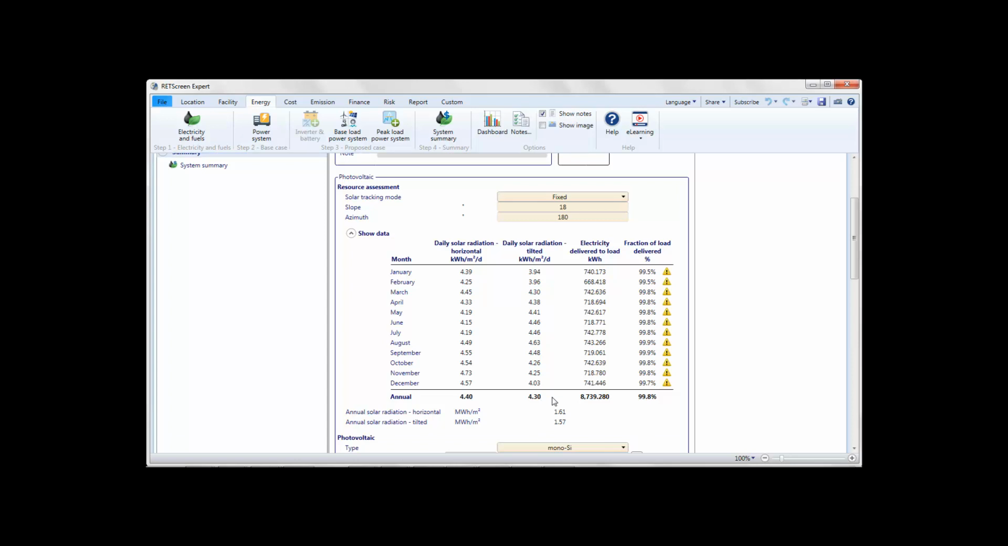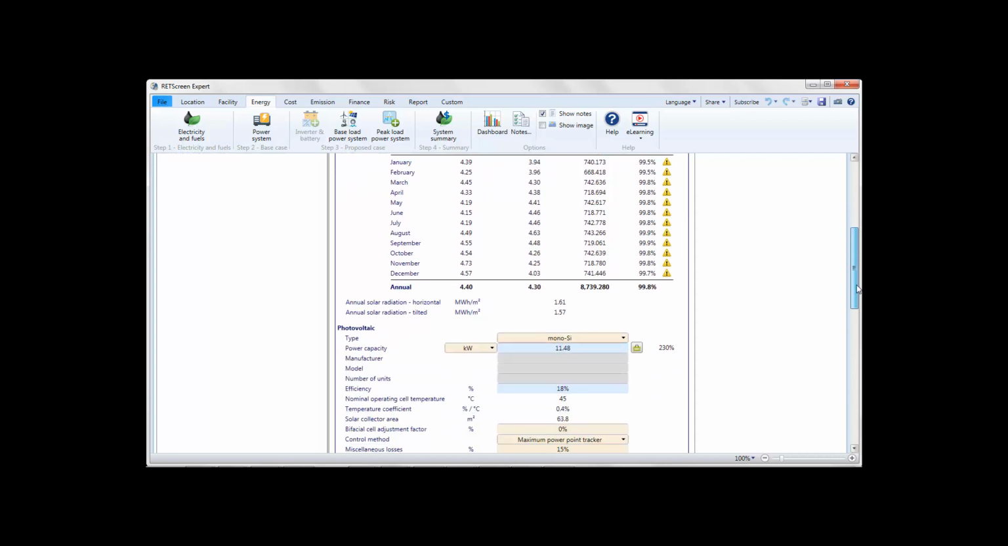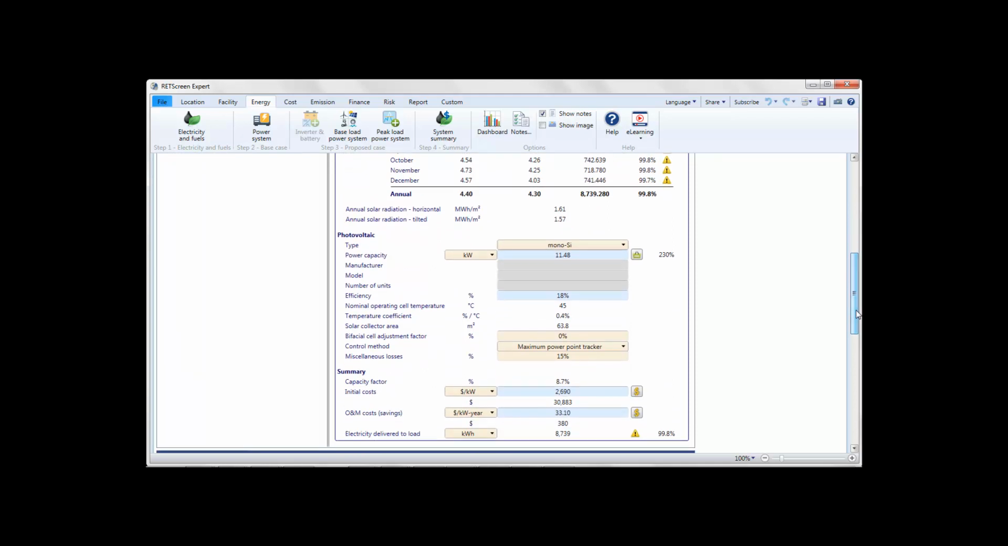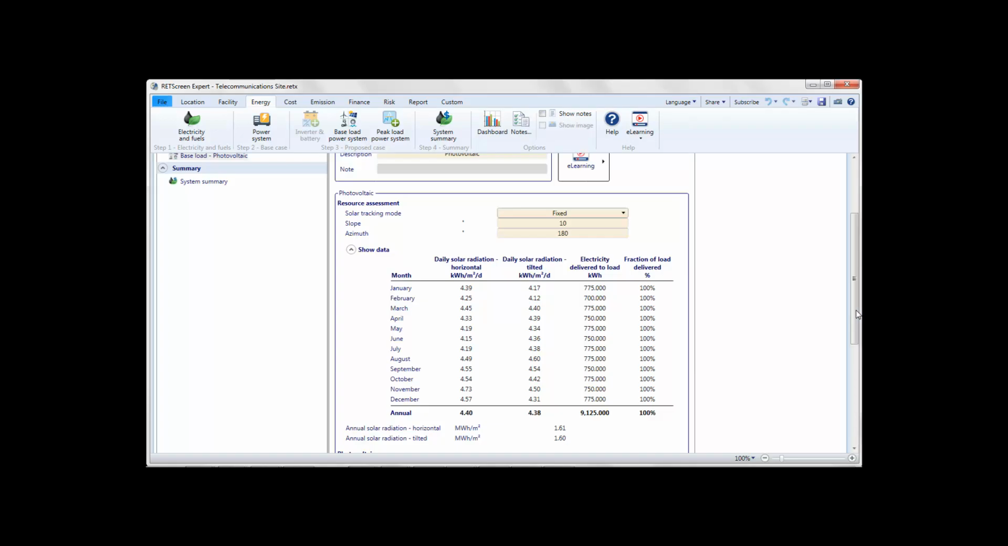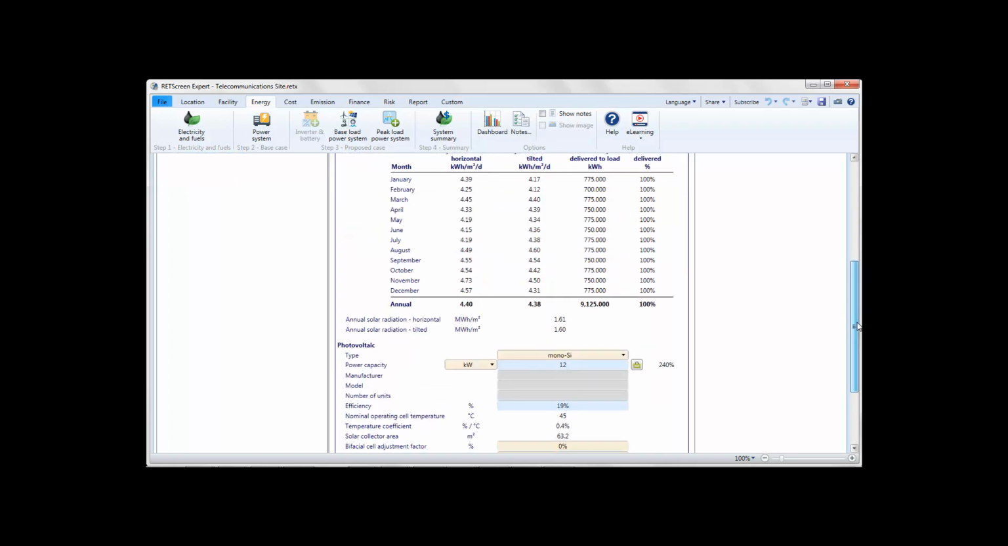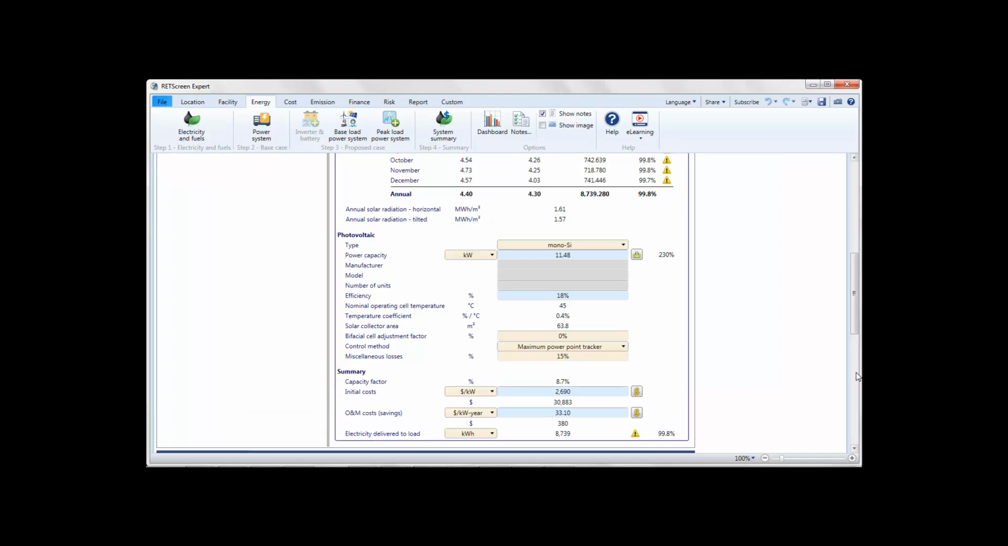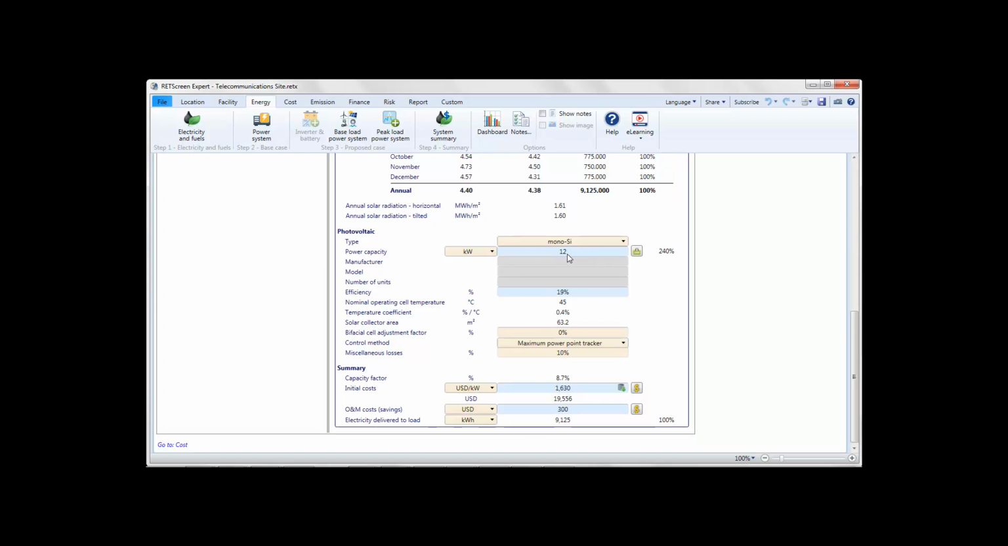Not a big difference. We can see that it's very nearly achieving 100% of the load, but not quite. So we might have to adjust, for instance, the sizing of the PV system or the days of autonomy for the battery if we really want to achieve 100% here. But comparing the values, it's picked an 11.48 kilowatt photovoltaic array, and we've picked 12 kilowatts. So very similar sizing there.